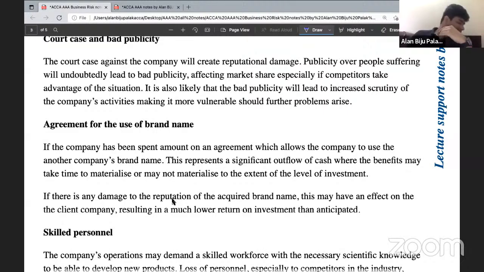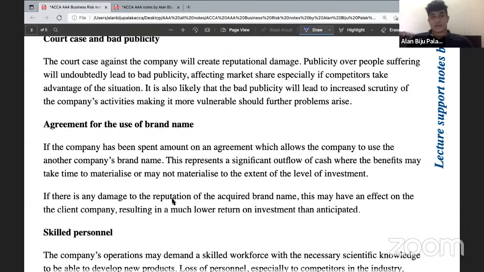Then, agreement for the use of brand name. It may be mentioned that the company is running its business by using brand name of another entity. So if a company uses a brand name of other entity, what will happen? There can be possibilities that if some action has been taken, or if some claims have been raised against the users of the brand name, automatically our business will also get affected. So for example, if I'm using the brand name of Samsung to run my business, and if any legal action is taken against the Samsung group, then automatically my business will also get affected as I'm running the business under Samsung's brand name. And there can also be chances that the whole amount that I have spent for this brand name will also go as worthless.